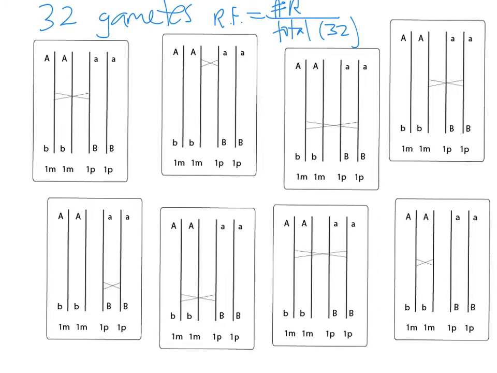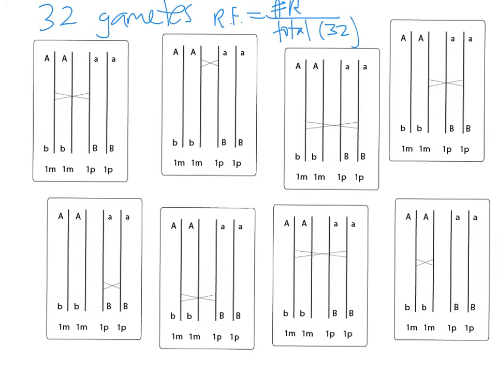How many recombinant? Go ahead. Ah, good question. So which is the parental type? How do you know which one's parental and which one's recombinant? It's before they cross over. So it would be capital A, little b, and small a, big B. Correct. They haven't recombined. That's right. Yes. So capital A with small b is parental type.